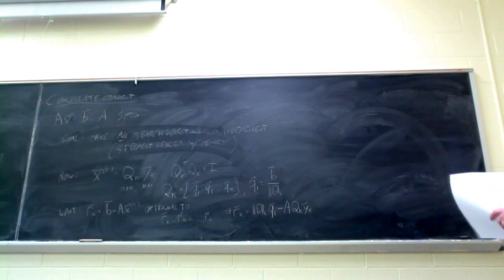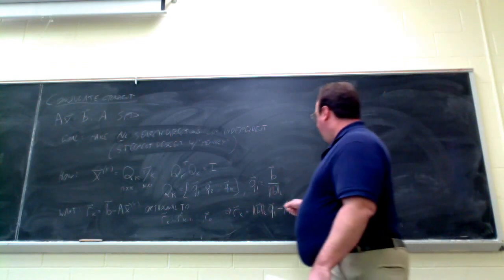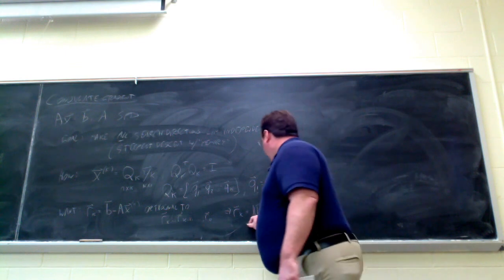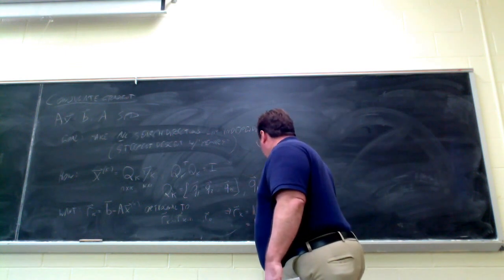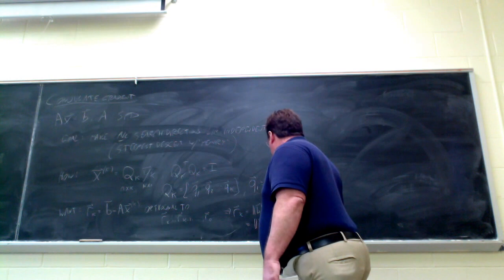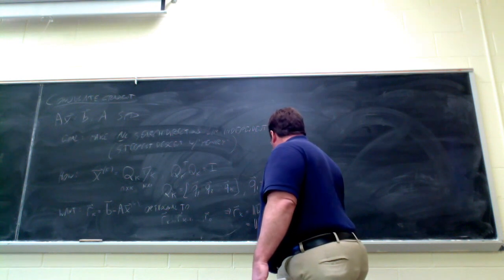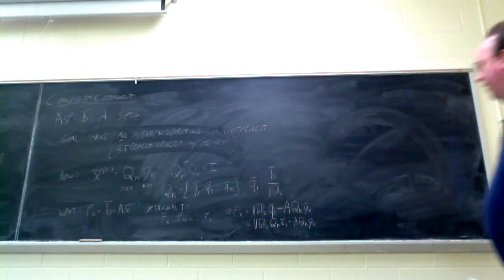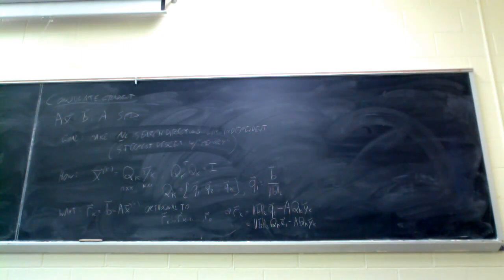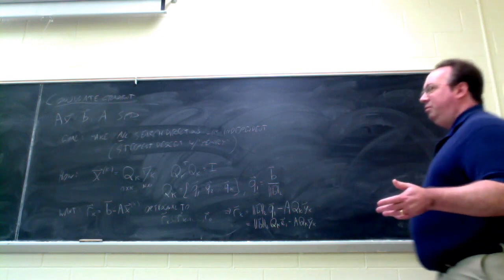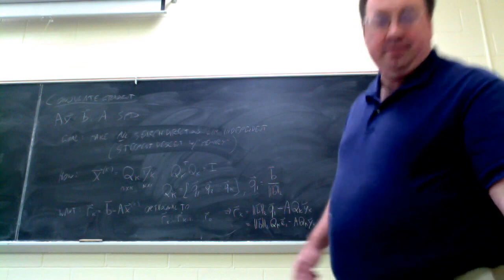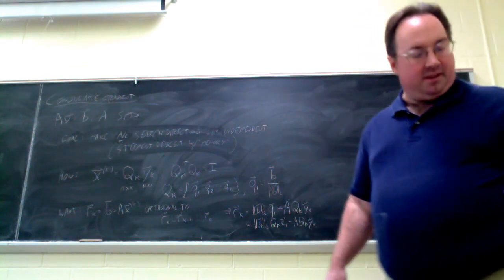Now I can go a little further. Q1 is the first column of the matrix QK, so I can write it as QK E1, because to get the first column of a matrix, if you multiply the matrix by E1, that extracts the first column for you. Okay.